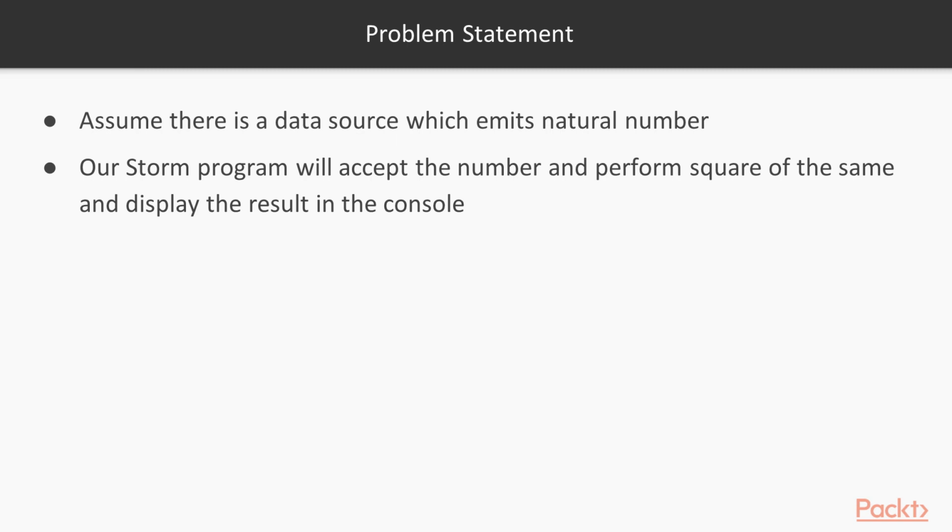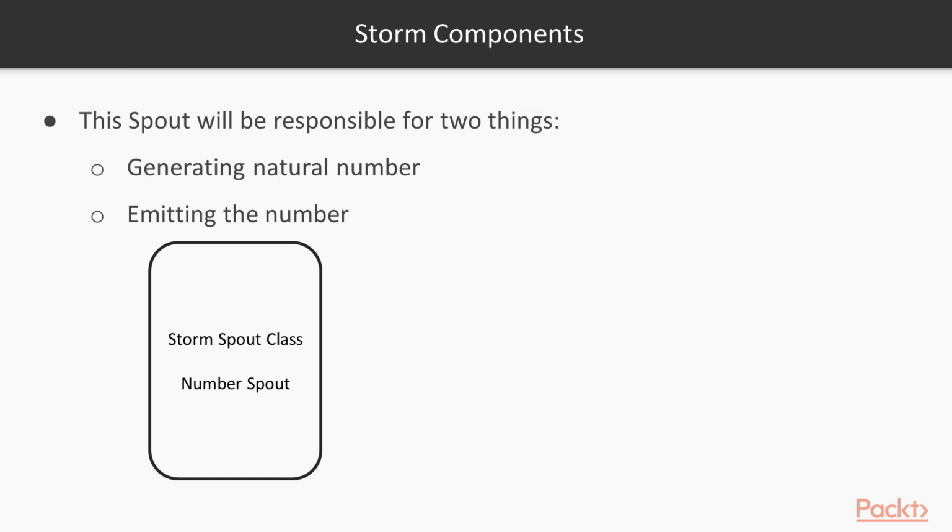Those natural numbers will be accepted by the bolt. The bolt will accept the natural number and perform squaring. Once it performs the squaring, the output will be given to another bolt which will actually display the result in the console. So when you talk in terms of Storm components, the first component that we will design is a spout.